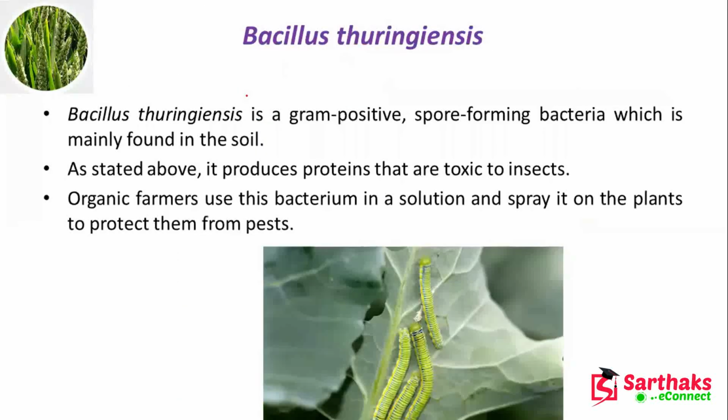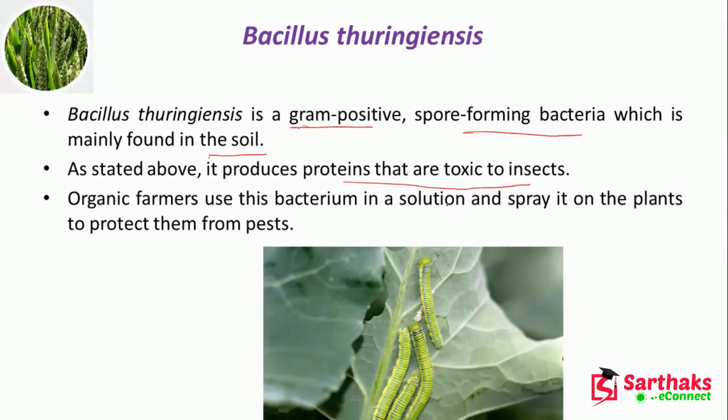Okay. So now what is Bacillus thuringiensis? This is a gram-positive spore-forming bacteria which is mainly found in the soil, and it produces a protein, the cry protein, and that is toxic to insects.